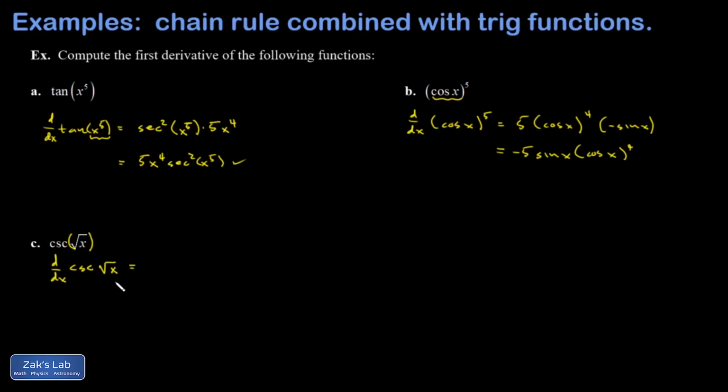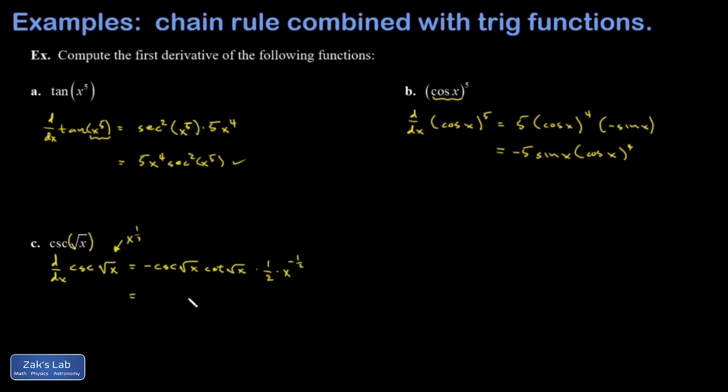Differentiate the cosecant with respect to square root of x. That gives you the negative cosecant square root x, cotangent square root x. Now tack on the derivative of square root x with respect to x. If I treat this as an x to the 1/2, I can bring down the 1/2 out in front, use the power rule. I subtract 1 from the exponent and get negative 1/2.